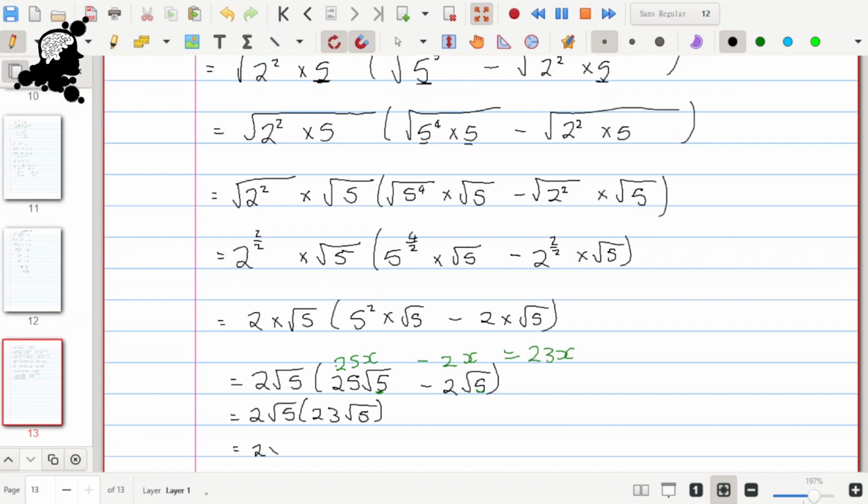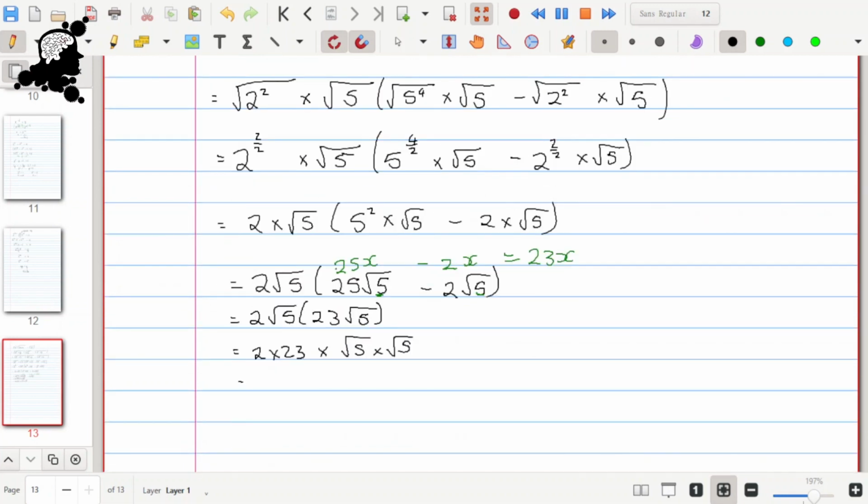Now, this is how we multiply. We're going to say 2 times 23 multiplied by square root of 5 times the square root of 5. This is going to give us 2 times 23, that's 46. The square root of 5 times the square root of 5 just gives us 5. So now we have 46 multiplied by 5. This is going to give us an answer of 230. And we're done simplifying the expression.